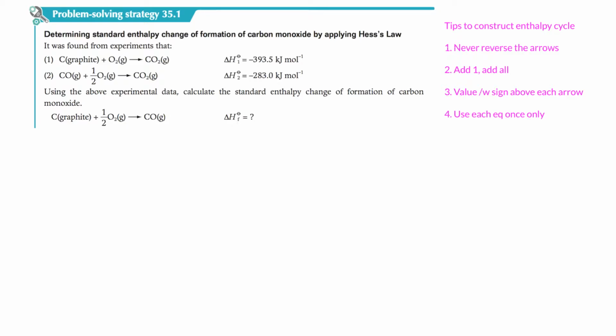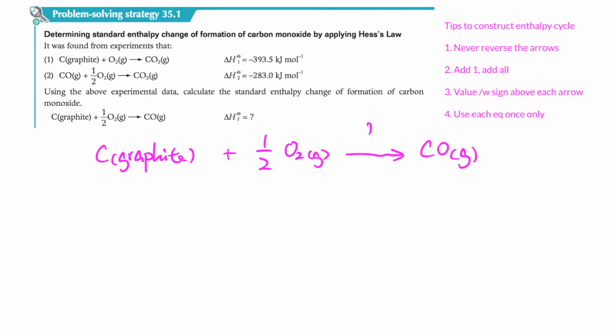So in my practice, normally this unknown equation I will put at the top, a horizontal one, put it that way. Remember, every time do include the states, because that is very important. So we'll have O2 gas, and then they give out CO. So this one is an unknown, I don't know what it is, so I put a question mark for that.